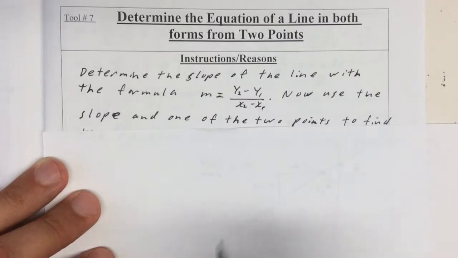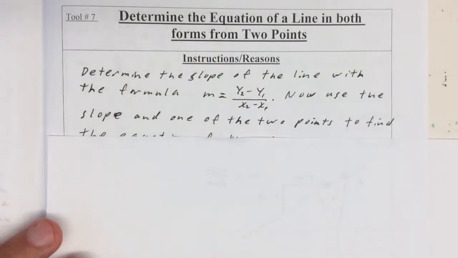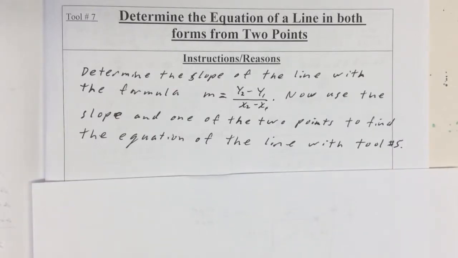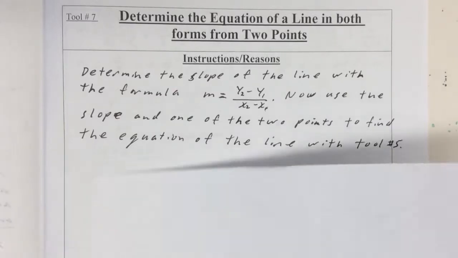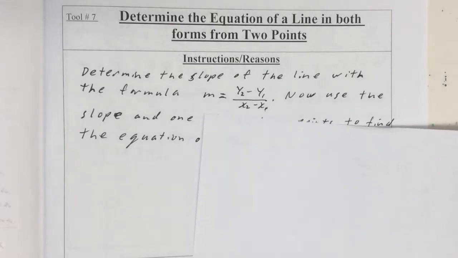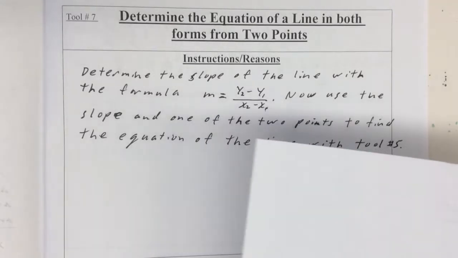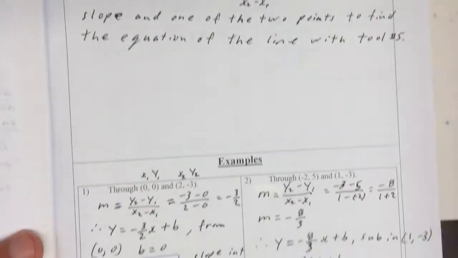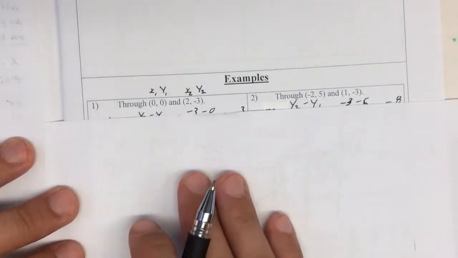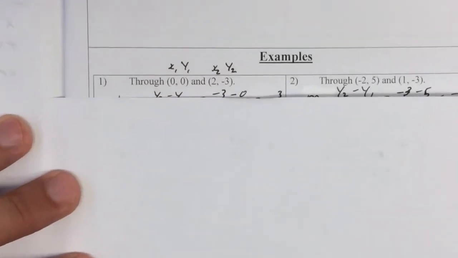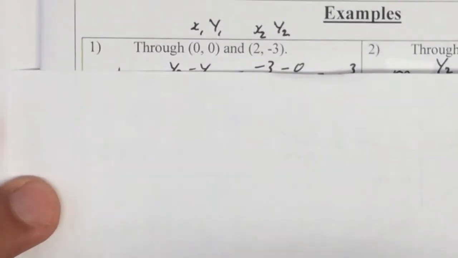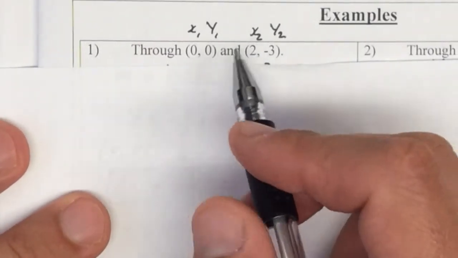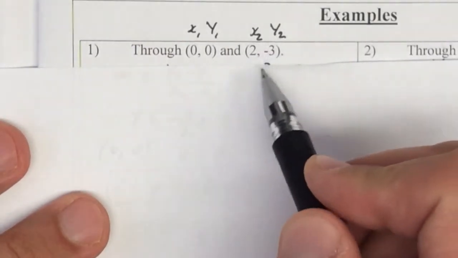Now use the slope and one of the 2 points to find the equation of the line. If you use the slope formula with the 2 points, you've got the slope, and then you've got 2 points. So choose any one of those points to determine the equation of the line. For example, look at this one here. If it's through 0, 0, and 2, negative 3, there's x1, y1, x2, y2.